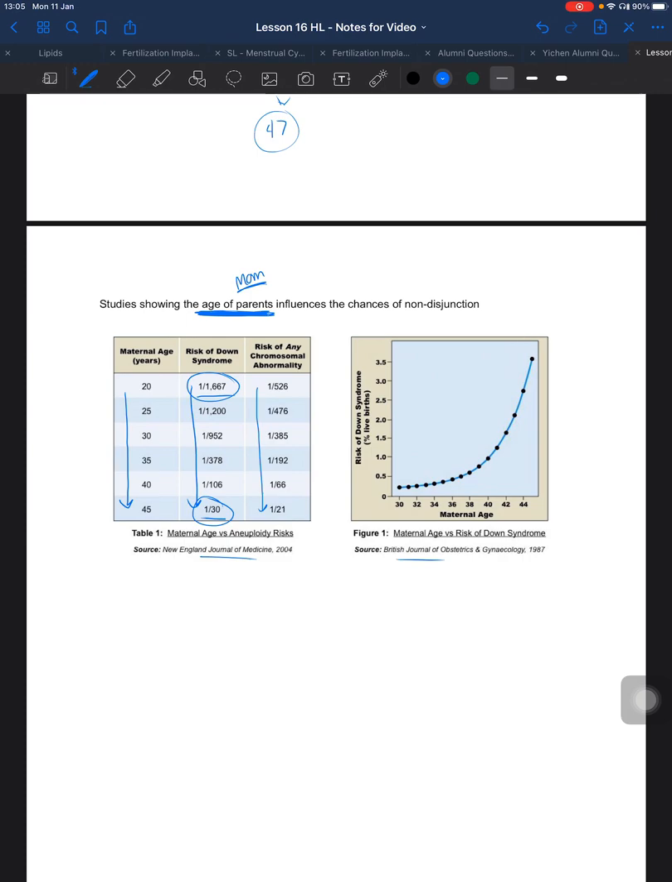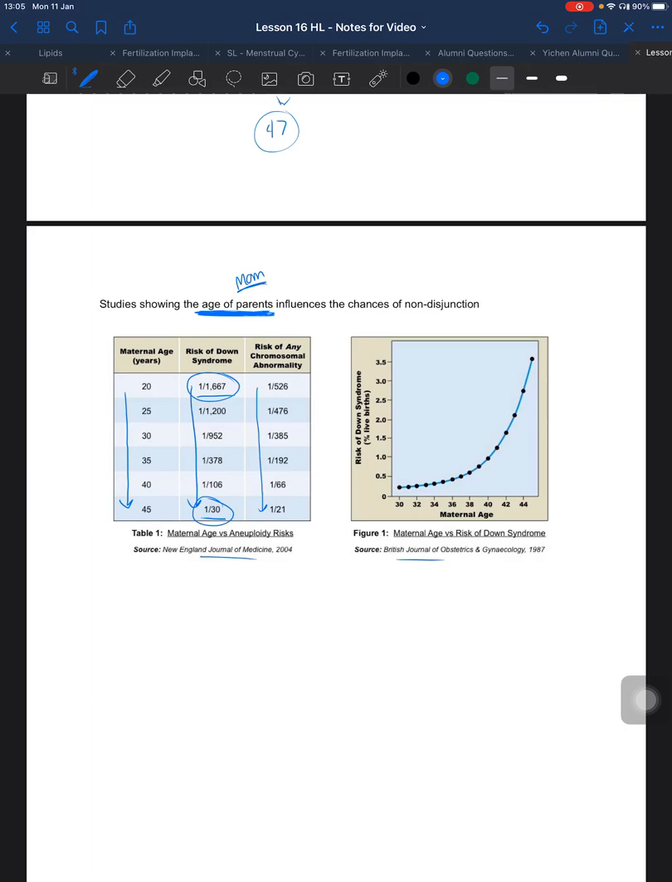HL students, you'll remember that all the eggs that the mother ever needs are produced at birth. So this kind of makes sense in the sense that by increasing the age of the mother, you're increasing the age of the eggs. And to that time, they've been exposed to more radiation and environmental influences that may damage some of those genes involved in mitosis.